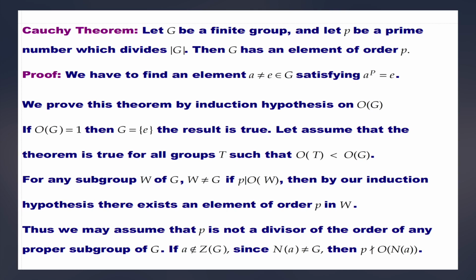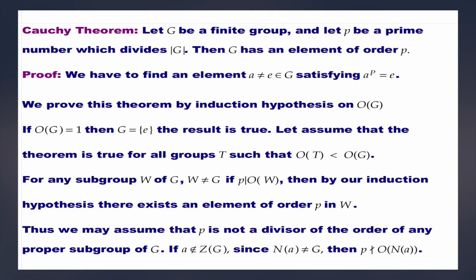Let us see Cauchy's theorem. Cauchy's theorem: let G be a finite group and let p be a prime number which divides the cardinality of G. Then G has an element of order p. Let us prove this. We have to find an element a not equal to e in G satisfying a^p = e.